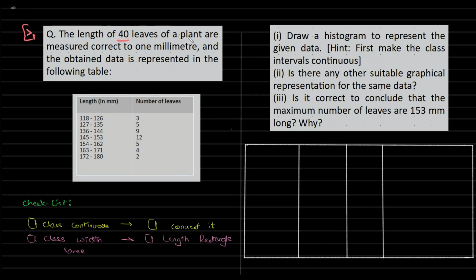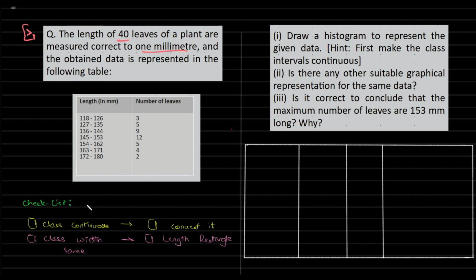The length of 40 leaves of a plant are measured to 1 millimeter, and the obtained data is represented in the following table. So we have leaves measuring from 118 millimeter to 180 millimeter. Draw a histogram to represent the given data. Hint: first make the class interval continuous. Is there any other suitable graph representing the same thing? Okay, second and third we'll answer later.